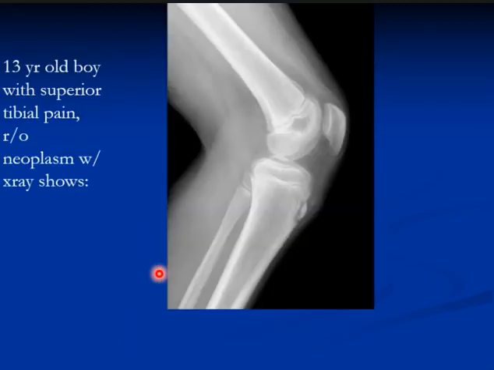Now another case, a simple one. A 13-year-old boy with superior tibial pain. Osgood-Schlatter disease. Good, excellent, which is fragmentation of the tibial tuberosity.